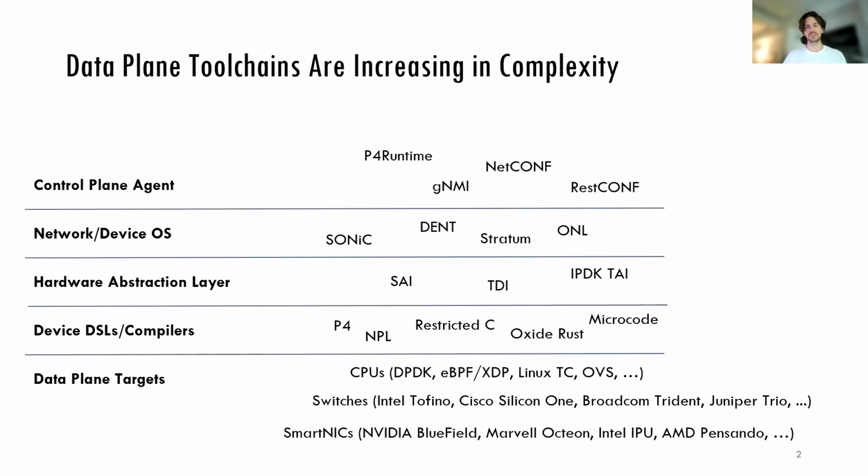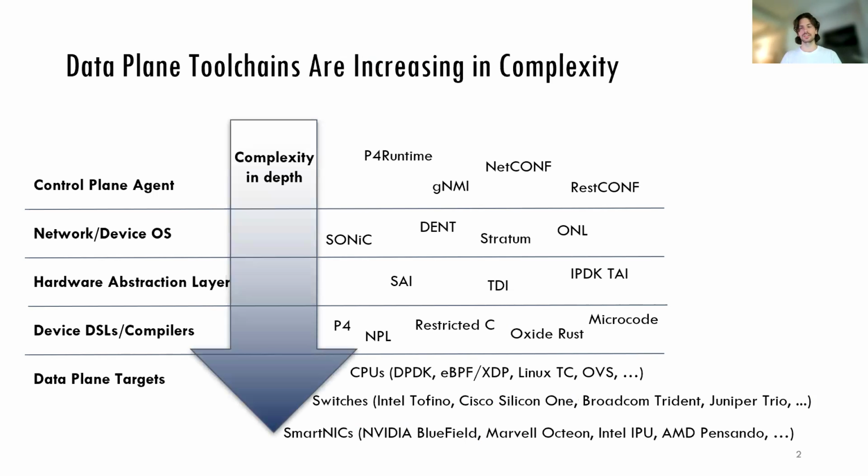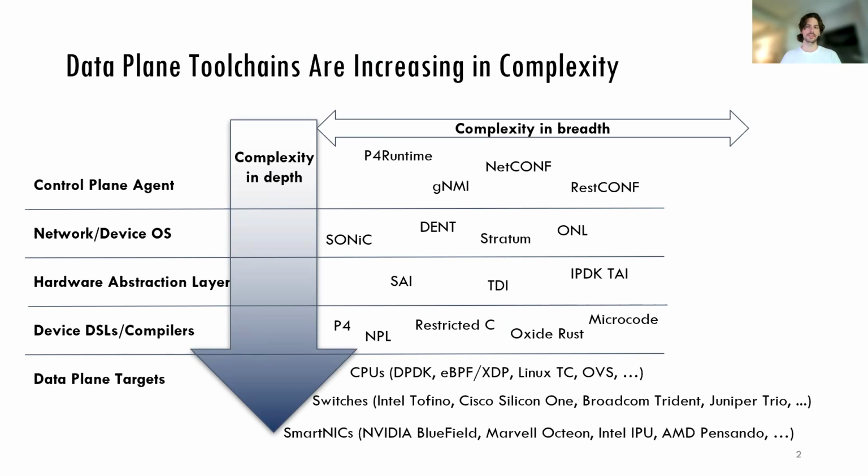Data plane toolchains, so the software stacks we use to ensure that a network device processes a packet correctly, are becoming increasingly complex. And since we want to make our networks more scalable and reliable, we have been introducing new orchestration layers and also specialized hardware such as SmartNICs or switches. Complexity grows in depth with the amount of abstraction layers we add, and in breadth as we get more software and device choices per layer. I'm listing a bunch of options on the slide. They by no means are exhaustive, but already overwhelming, right?